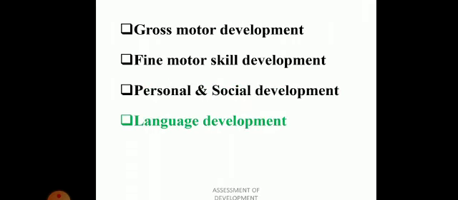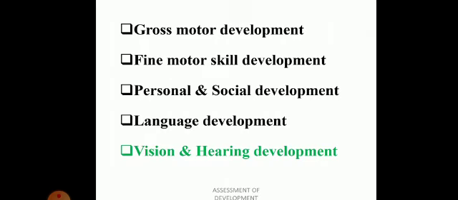Then language development. Language is the tool which we need to use to express anything and to understand the expression of another person. If I want to eat, I need to tell that I need to eat, or if someone is telling me that he wants to eat, I should be able to understand. So language means expressing yourself as well as understanding others' expression. Then last is vision and hearing development: how the vision will be developed and how the hearing will be developed. Clear? We will learn this one by one.